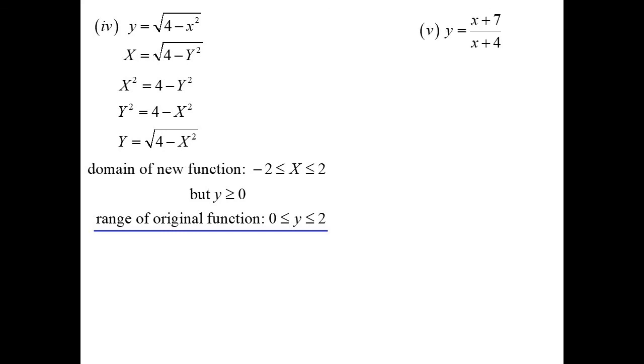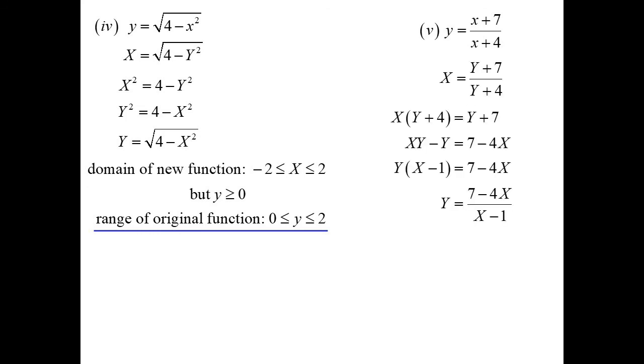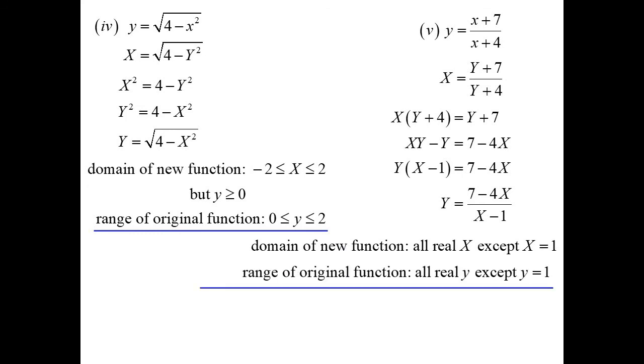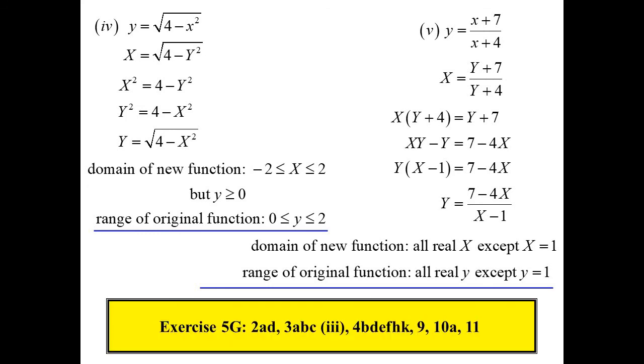Let's have a look at the hyperbola then. Swap the x and the y's around, eventually make y the subject. So if I was going to play with the domain of that one, we'd say, oh, well, it's all real x, except x can't be 1. Therefore, the range of the original one, all real y, except y can't be 1. All right, so 5G, time to play with inverse functions.